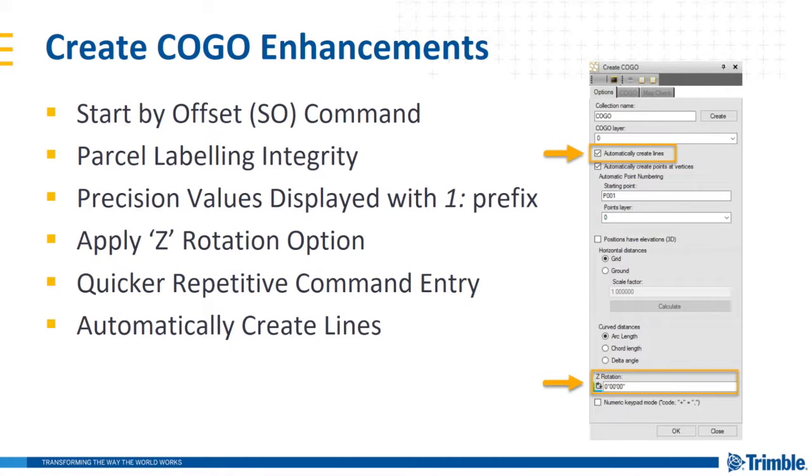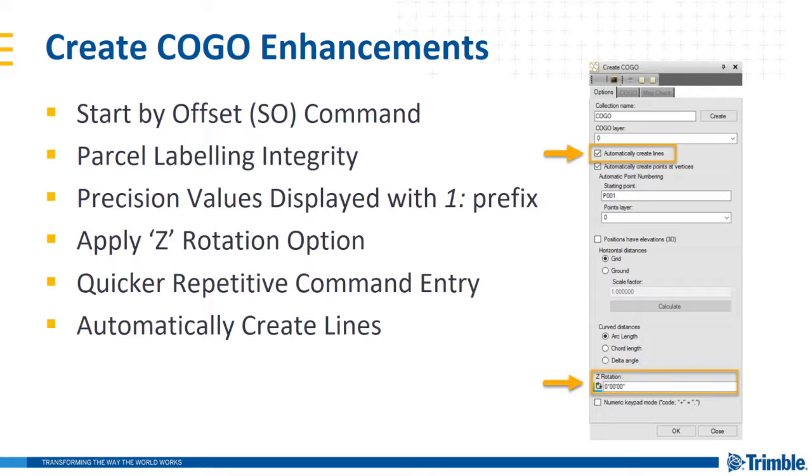We've added many enhancements to the create COGO command, which was added in TBC 380. So once you've created points and line work in a create COGO collection, you can use the new start by offset or SO keyboard shortcut to create a new line based on an existing point in the collection. This is really useful if, for example, you are dealing with a road center line as a reference and you need to offset that, for example, for parcel boundaries.